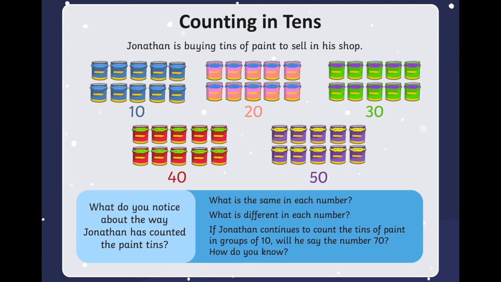If Jonathan continues to count the tins of paint in groups of 10, will he say the number 70? How do you know? Okay, everyone, let's start counting at 10 and continue counting after 50 to see if we will reach 70. 10, 20, 30, 40, 50, 60, 70. Yes, we reached 70. We know that if Jonathan continues to count the tins of paint in groups of 10, he will reach 70 because 7 tens is 70.